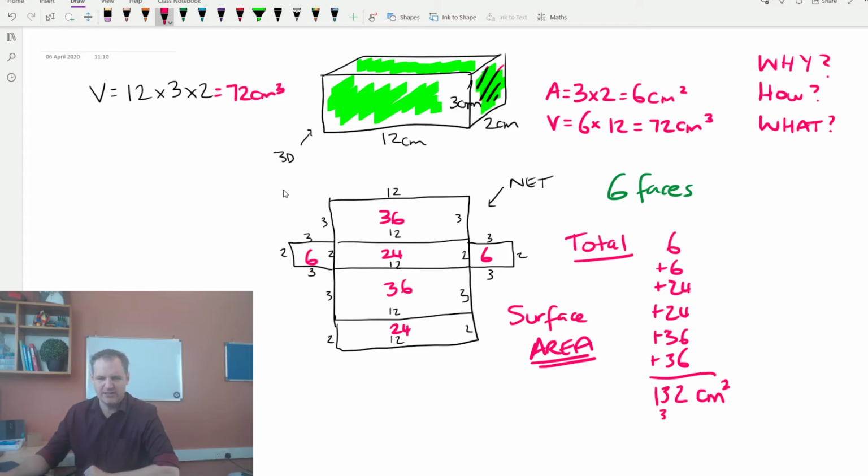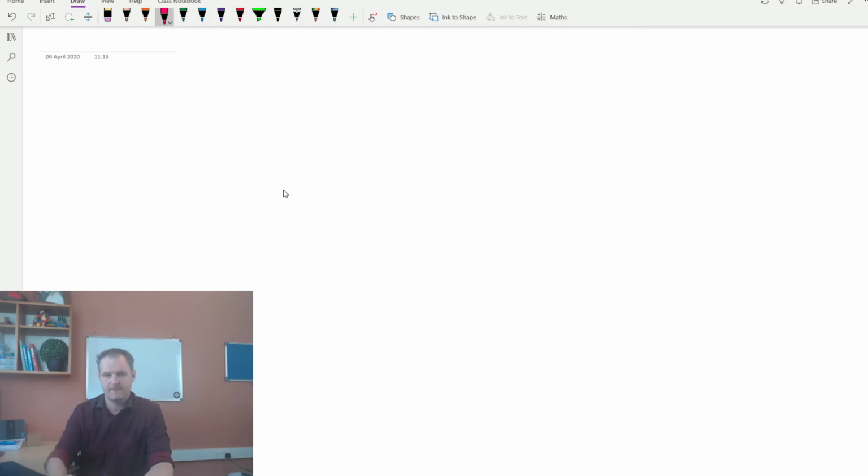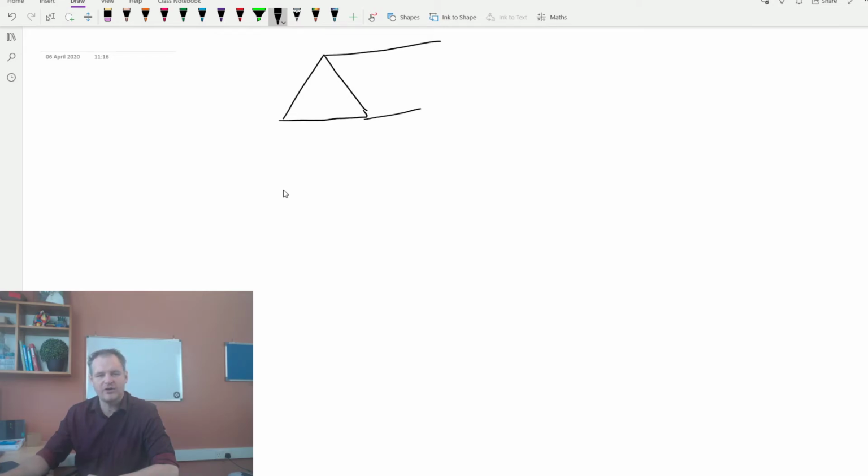But actually, should we do another question? Because that might help with the people who are a little bit confused. Here we go. This time, I'm going to do a triangular prism. Slightly harder, because if you're really stuck, you can rewind the cuboid and you can go back and watch the cuboid again. So that's fine. But this time, notice I will need these numbers. And I've actually got an equilateral triangle here.